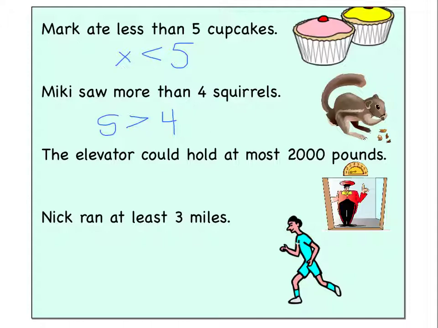The elevator could hold at most 2,000 pounds. So the elevator is going to be less than or equal to 2,000 pounds because you'll see at most it can hold that 2,000. Nick ran at least 3 miles. So Nick ran greater than or equal to 3 miles because if he ran 3, that would be the minimum.